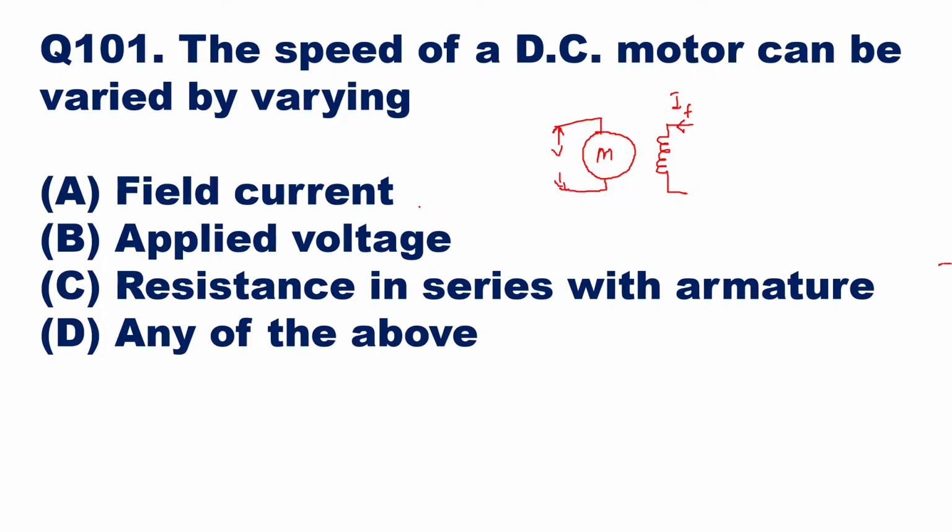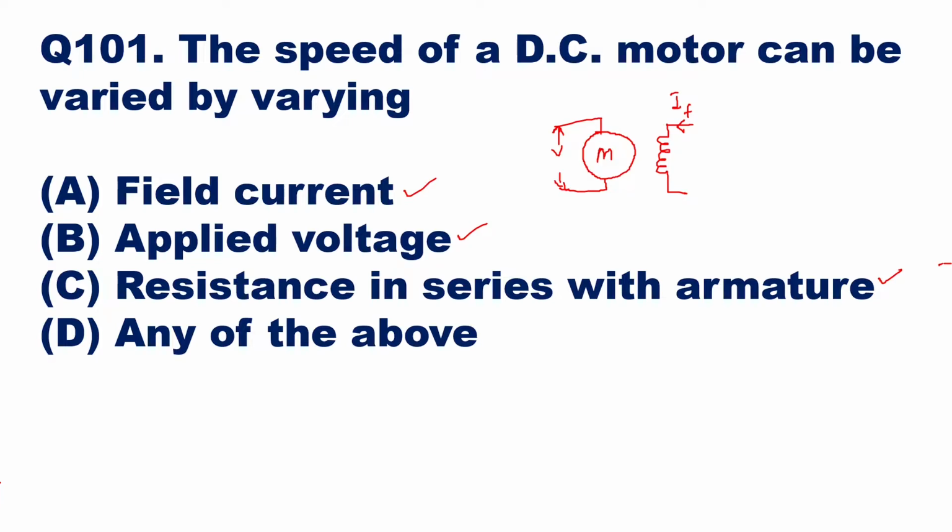So in this question, the speed of a DC motor can be varied by varying. You can vary the field current and you can vary the speed. You can vary the applied voltage and you can vary the speed. You can have a resistance in series with the armature, and with that variation of resistance also you can vary the speed of the DC motor. So the answer will be any of the above, which means all of the above. Option D will be the right answer here.